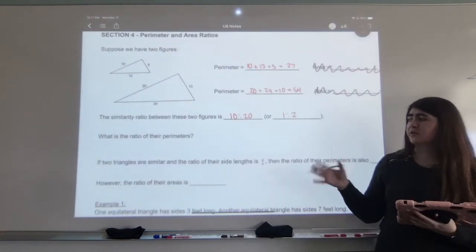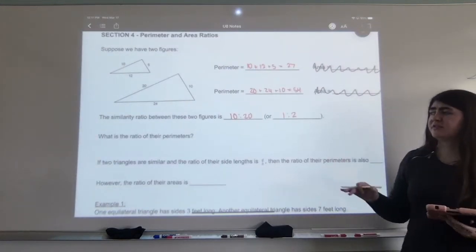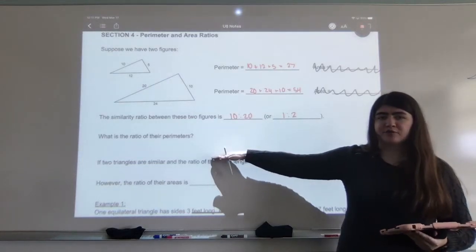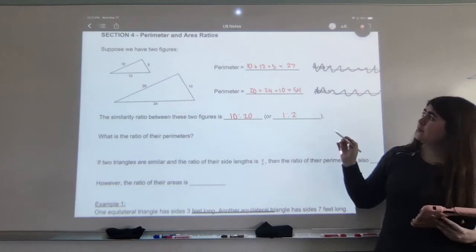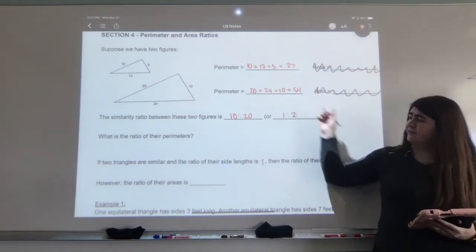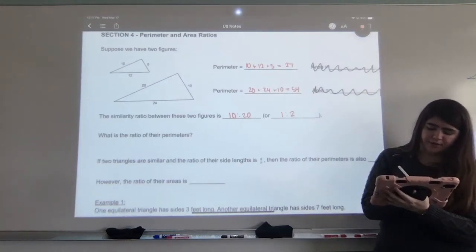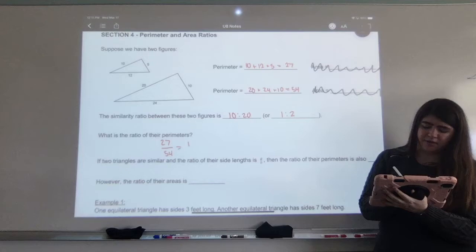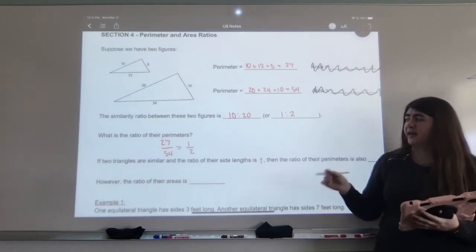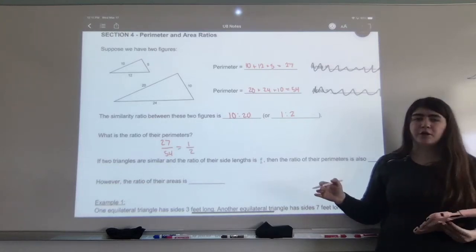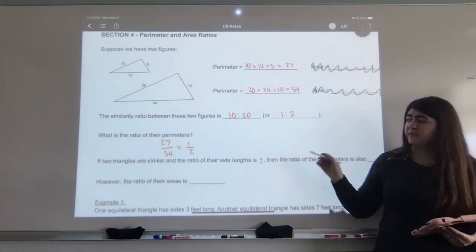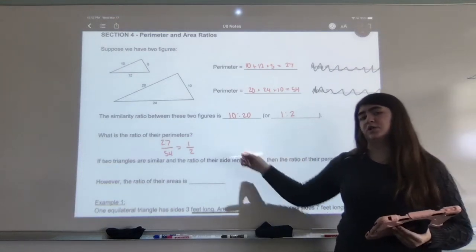Now we want to find the ratio of their perimeters, and we're going to see what happens between our similarity ratio and the ratio of the perimeters. My perimeters were 27 and 54, so I have 27 over 54, if I'm writing this as a fraction, which simplifies down to 1/2. That means I had a similarity ratio between side lengths of 1 to 2, and the ratio of the perimeters is the same at 1 to 2.